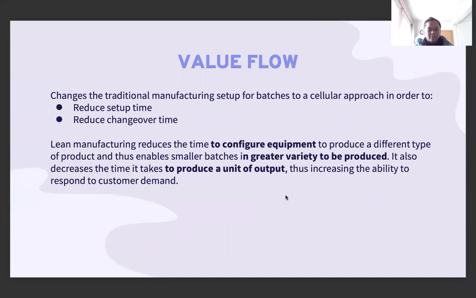About the value flow, it changes the traditional manufacturing setup from batches to a cellular approach in order to first reduce setup time and also reduce changeover time. When we talk about setup time and changeover times, lean manufacturing reduces the time needed to configure equipment to produce a different type of product. Thus, it will enable smaller batches in greater variety to be produced. It also decreases the time it takes to produce a unit of output, thus increasing the ability to respond to customer demand.